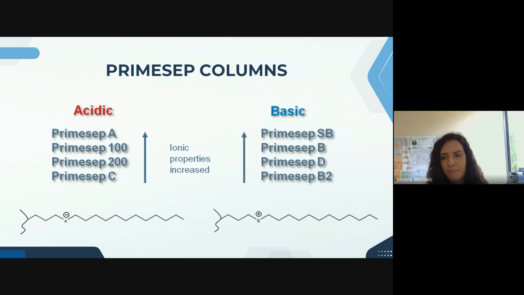On the right side, we have the basic columns, Primesep SB, B, D, and B2. These columns incorporate basic functional groups, making them suitable for retaining acidic analytes via anion exchange. Again, the strength of ionic interaction increases as we move upward. So what's key here is that all of these columns maintain a reverse phase backbone. So you can separate analytes based on both hydrophobic and ionic properties in a controlled manner. And this structure allows you to fine-tune selectivity depending on your analyte's charge and hydrophobicity.